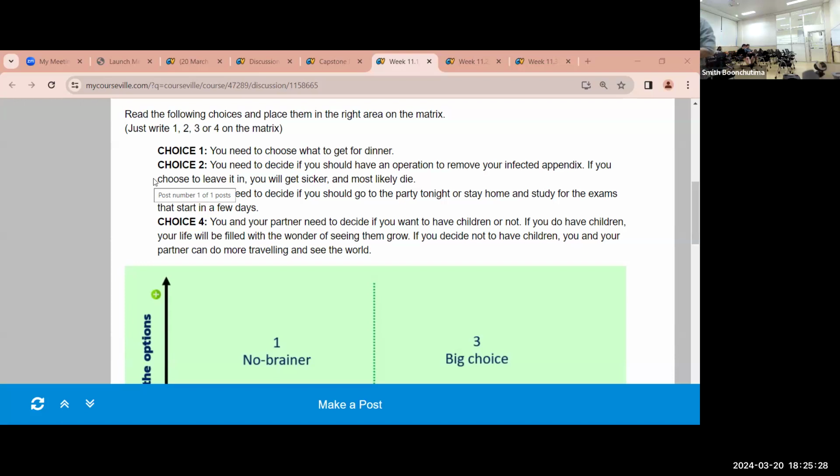Okay, I think in this case, the comparability is high or low? High, high. Yes. It's obvious that you need to do something for sure. You need to do something for sure. And if you don't, and if you make a wrong choice, you die. Okay, so it's going to be a big choice.